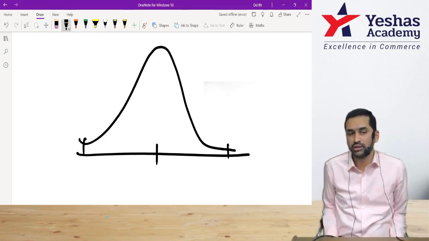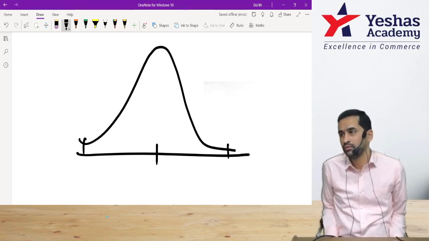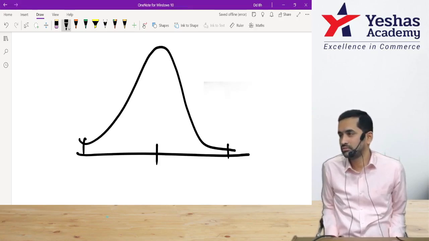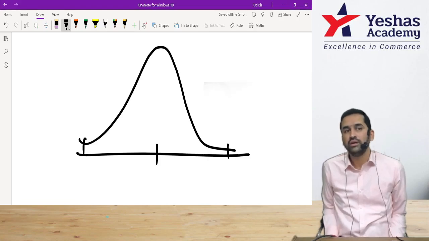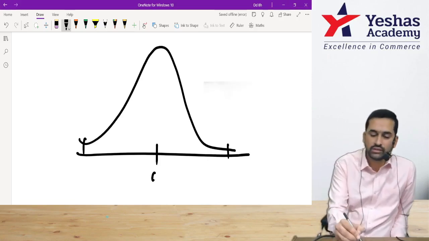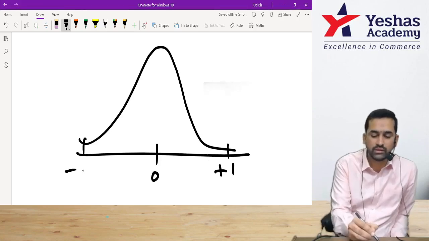When was the last time you saw this? Again, the most hated rank 2 item. What was this called, by the way? Distribution, normal distribution. Anyone? By now, those of you from foundation at least should know all of this. This was there in foundation also. Binomial distribution, normal distribution. If this is 0, then this is plus 1, this is minus 1.